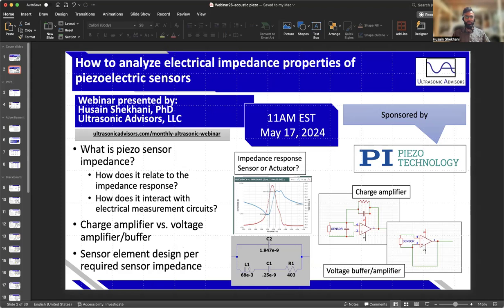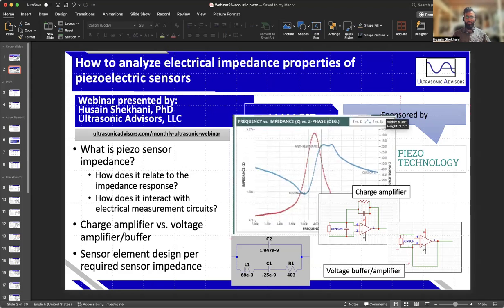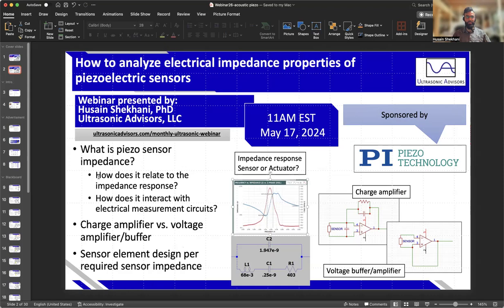So we're going to discuss what is piezo sensor impedance. And it's not what you think it is, especially if you come from using actuators or measuring actuation responses. Many of you may have seen this kind of resonance, anti-resonance. So how does it relate to the impedance response? How does it interact with electrical measurement circuits?